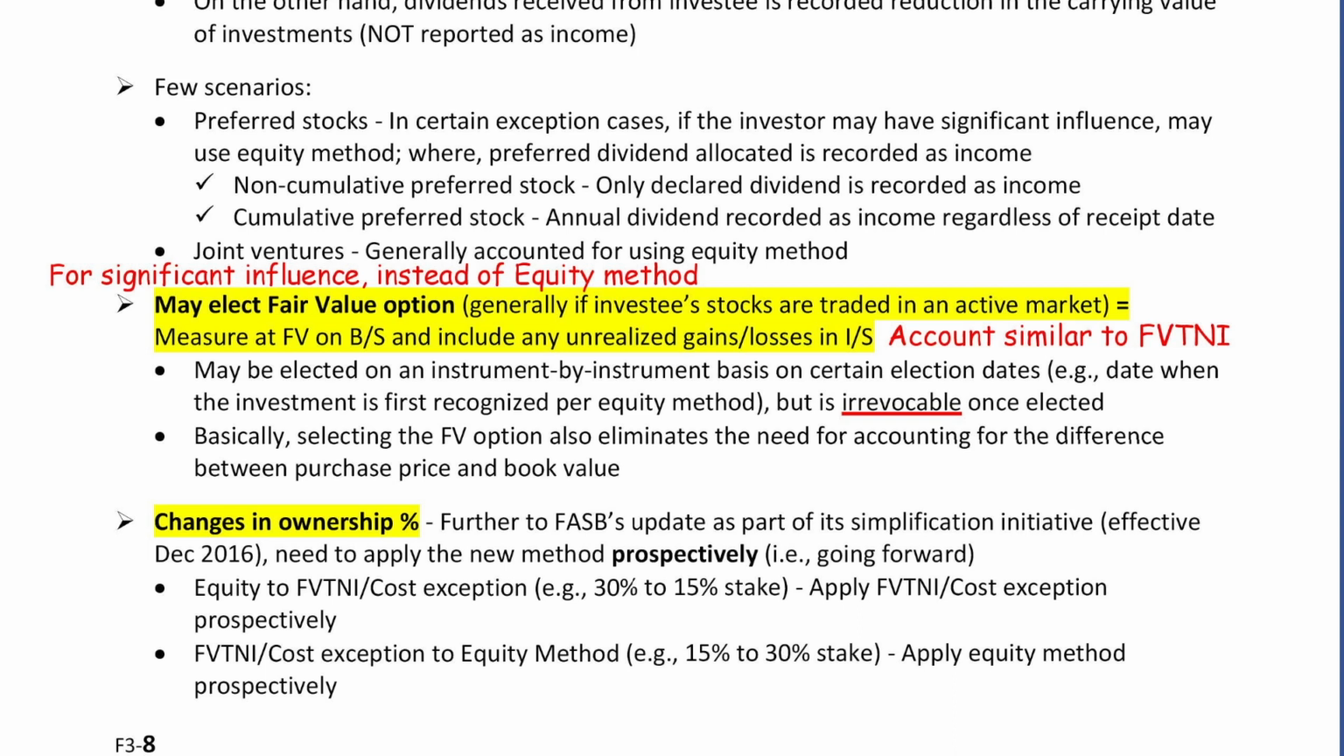Now, these changes, further to FASB's simplification initiative effective December 2016, need to be applied prospectively. That's now and forward. So the new method is accounted for prospectively.